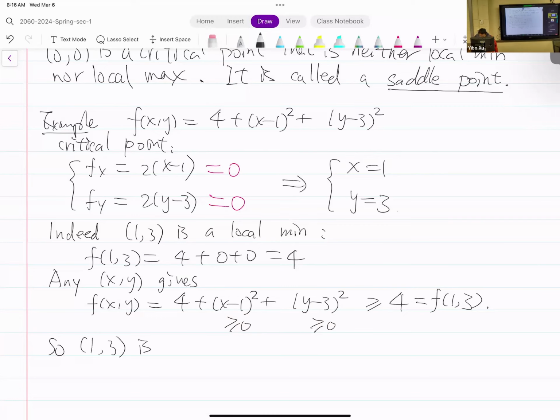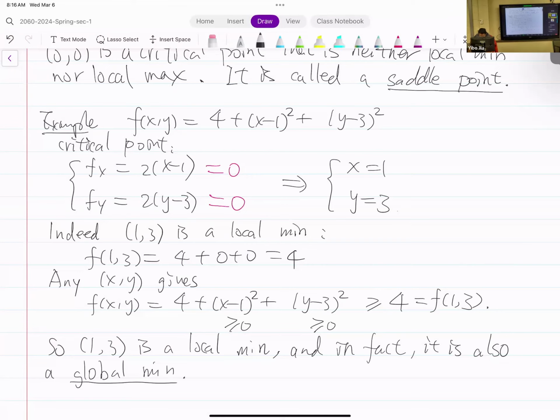Okay, so (1, 3) is a local minimum, and in fact, it is also a global minimum. Sometimes they call it also the absolute minimum.